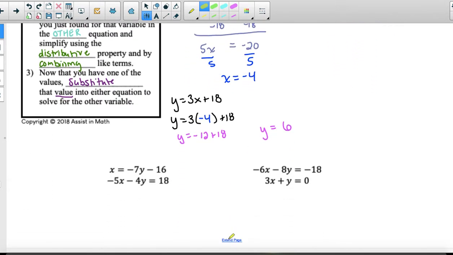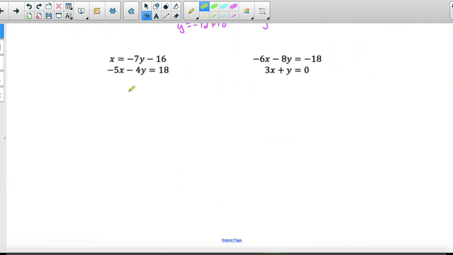If I look at a couple of other examples, in this one I want to see if any of the equations are already solved for a variable. X in this first equation is already solved for, so I actually want to focus on this x since I don't have to do as much math. What I'm going to do is take this entire expression of negative 7y minus 16, because that's the x. This is equal to x. I'm going to plug it in for the other x.